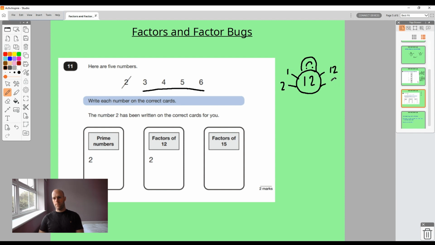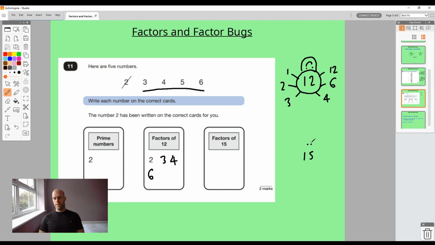2 and 6. 3 and 4. Once we get to 4, we know we're done. So let's see which of these numbers I can put in my factors of 12 box. Well, 2's already in there. 3 can go in there. 4 can go in there. And 6 can go in there. But I've done that all from my own learning.